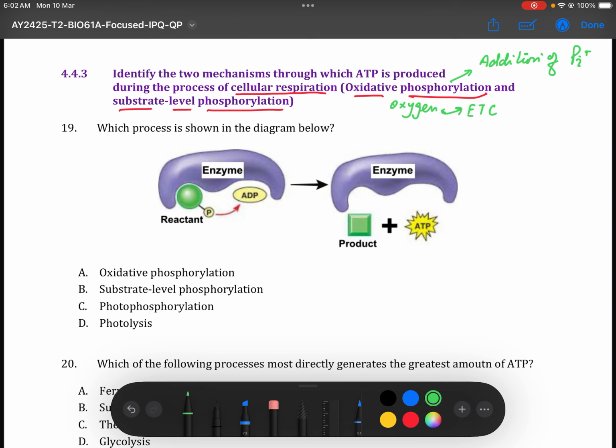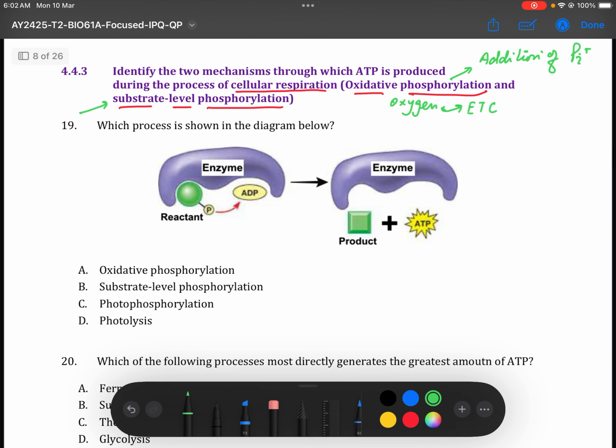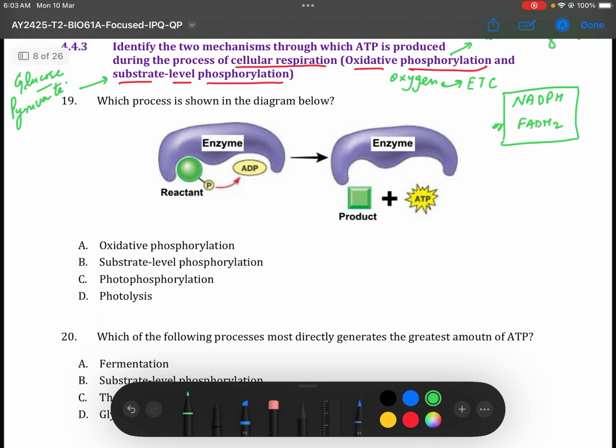On the other hand, substrate level phosphorylation is when oxygen is not involved, and you get energy directly from molecules like glucose, like pyruvate. While in oxidative phosphorylation, the ATP is produced from NADH or FADH2. These are the energy carriers, so we produce energy from the energy carrier molecules.